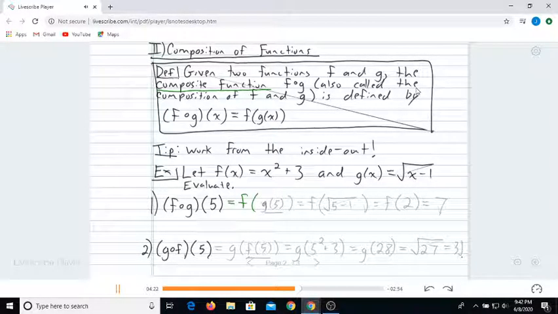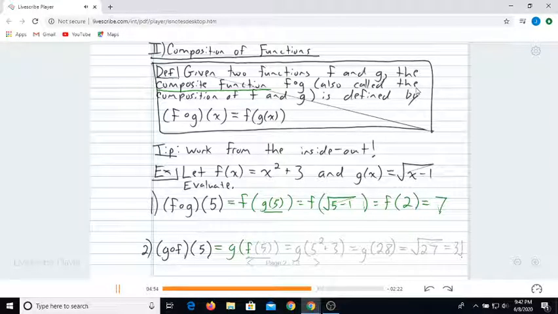So we have f at g at 5. And we're going to work from the inside out. So we're going to ignore f for now. We're going to evaluate g at 5. So I take 5, I put it in the function g. So that's going to be square root of 5 minus 1. Putting it in the function g, and we get 2. And then we put that into f, and we get 7. All done.